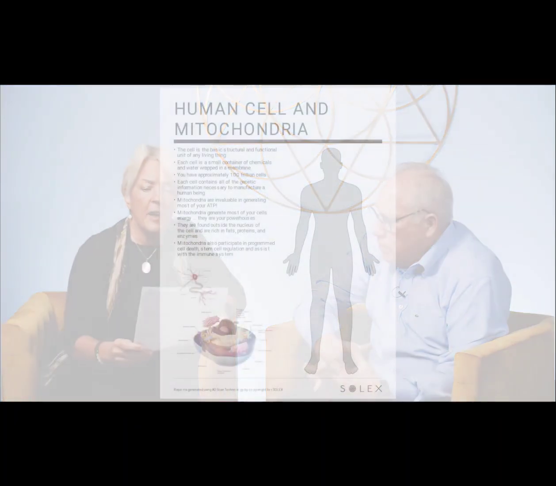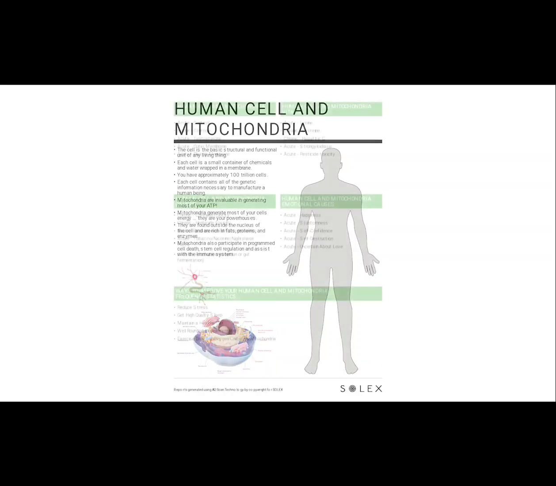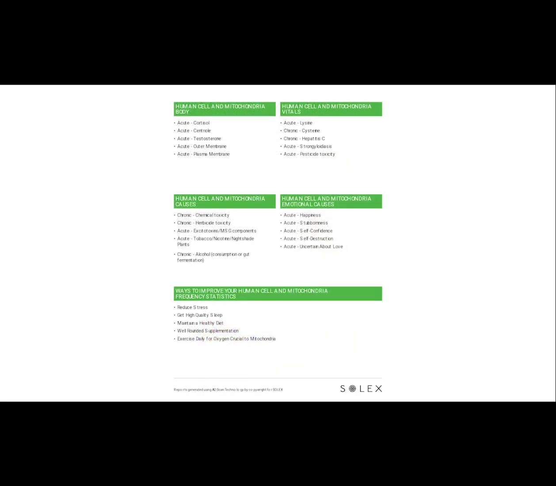Next, we have human cell and mitochondria. Under human cell and mitochondria, she had happiness, stubbornness, self-confidence, self-destruction, uncertain about love. And the lifestyle changes she needed were reduce stress. That's the third time that was mentioned. Get more quality sleep. That was the third time that sleep was mentioned.